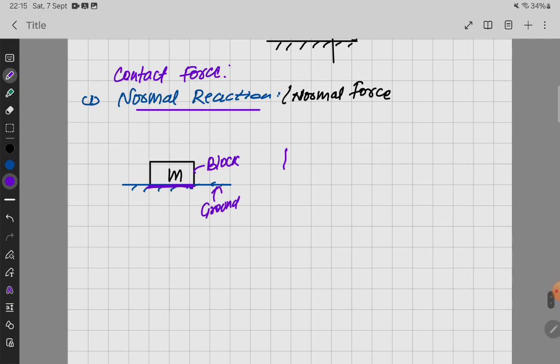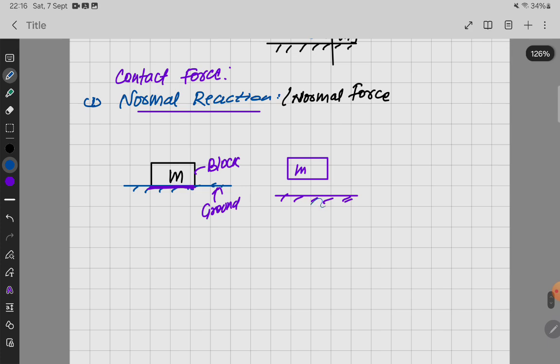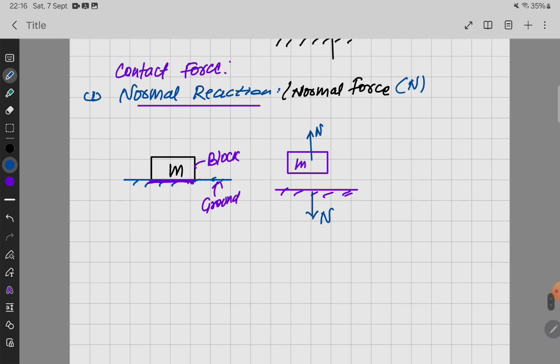So here what will happen? This block will try to push the ground. So here now I am drawing free body diagram. So here this block will try to push this ground with this normal force n. I am denoting this normal force by n. Now the ground will also apply same amount of force. So the ground will apply this normal force to the block, right?